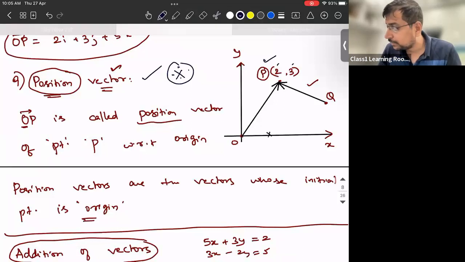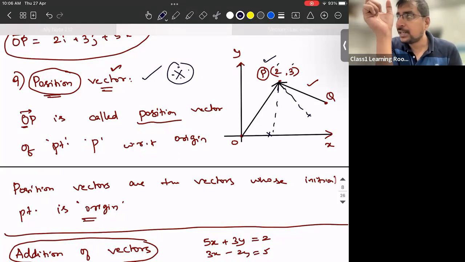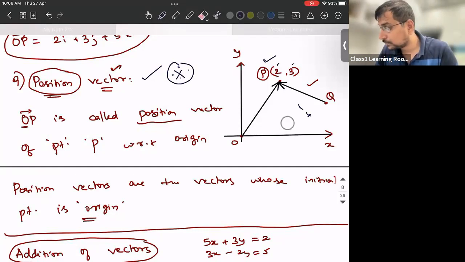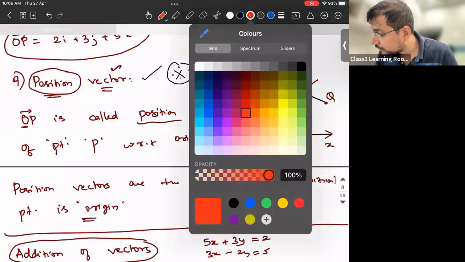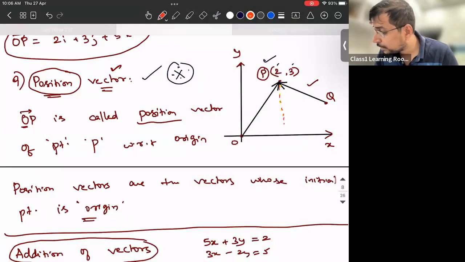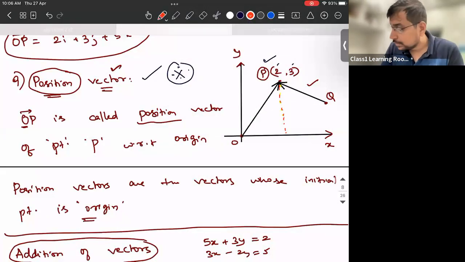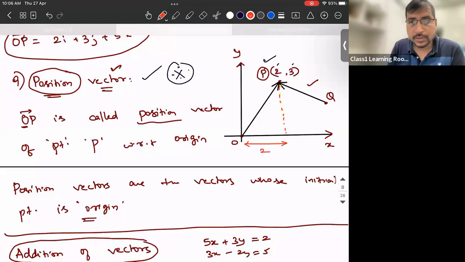Meaning, I could have started from here and told you I reached this point (2, 3). I could have taken this point and told you I have reached this (2, 3). But what we are going to observe is what is the meaning of the (2, 3) in this context? In this context, it means from here if I drop a perpendicular, the distance from the origin to the foot of the perpendicular is going to be 2 units.